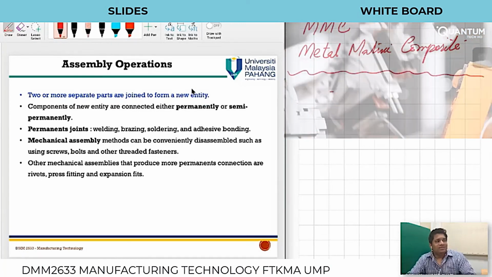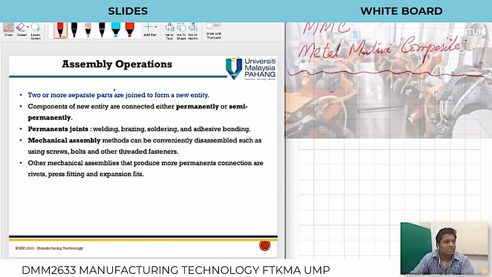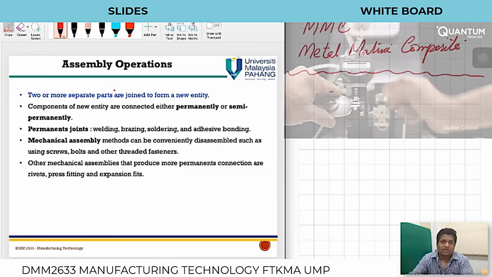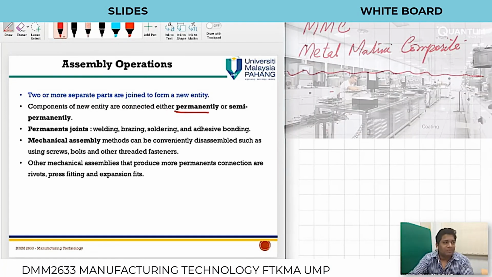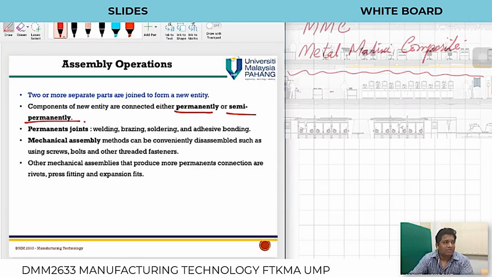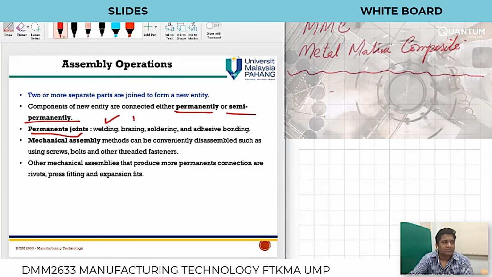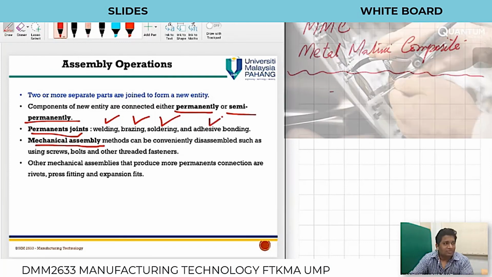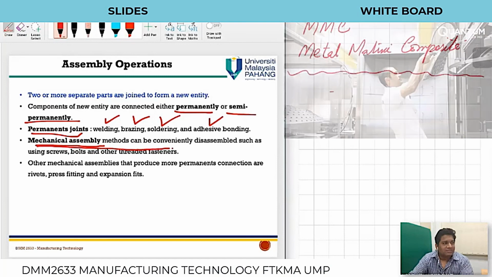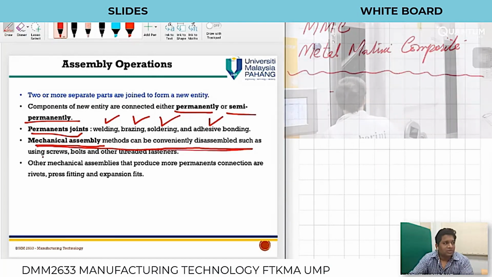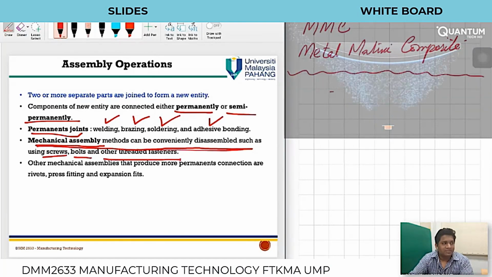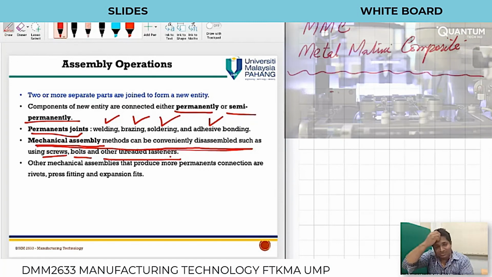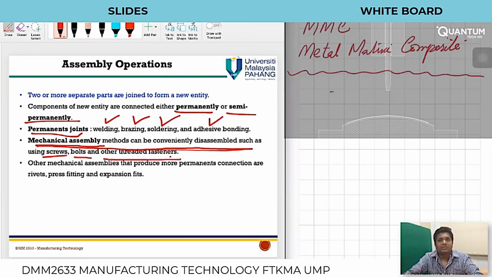Next, we move to assembly operations. Assembly operations are basically, as I told you, we join two or more different types of material. It can be permanent joint, it can be semi-permanent joint. Permanent joints are welding process, brazing process, soldering process, and adhesive bonding process. Mechanical assembly methods can be conveniently disassembled, such as using screw, bolt, and other threaded fasteners. So if I am going to use mechanical assembly components like screw, nuts, bolt, I can combine them and then remove them as well, so disassemble as well.